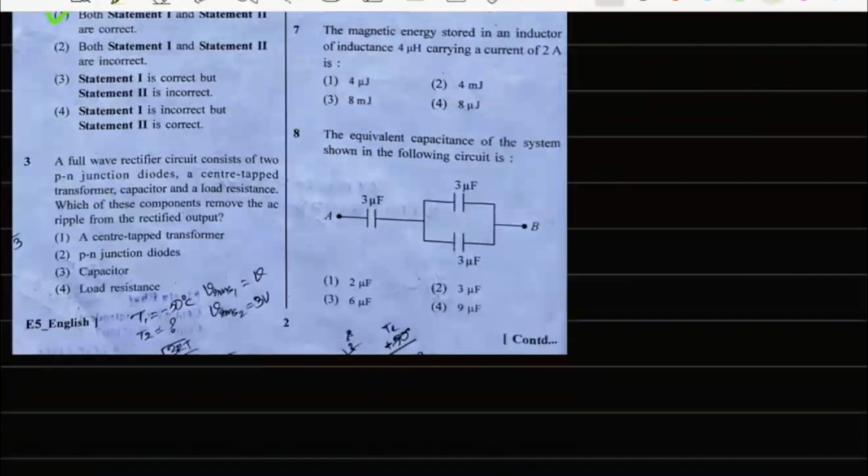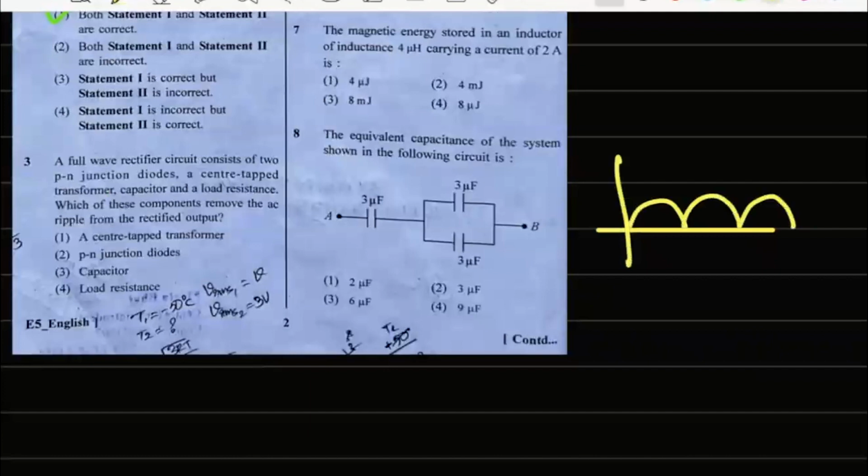A full wave rectifier circuit consists of two PN junction diodes, a center tapped transformer, capacitor, and load resistance. Which of these components remove the AC ripple from the rectified output? So basically, the output from the full wave rectifier is like this, and now we want to regulate it, right? So which of these components will remove the AC ripple? So this is the ripple.